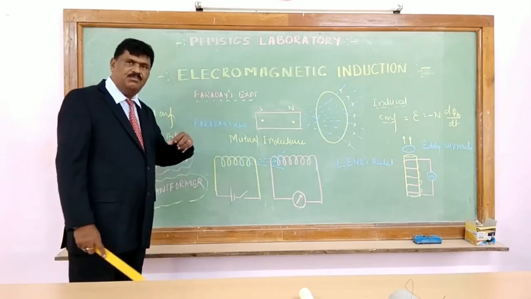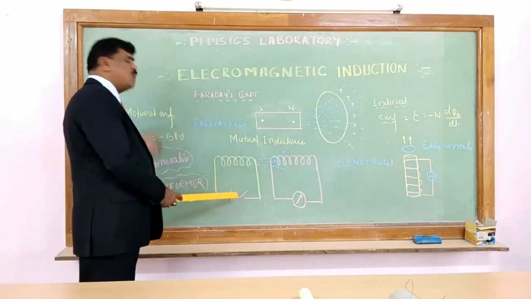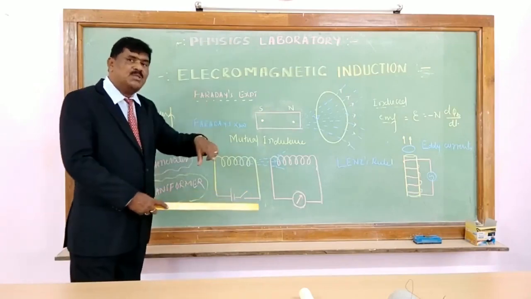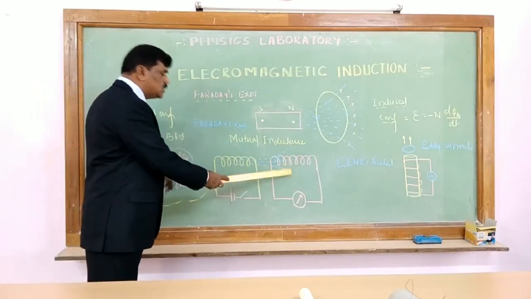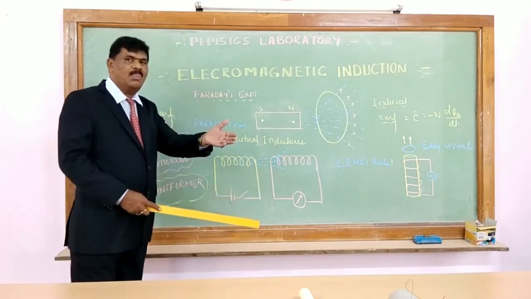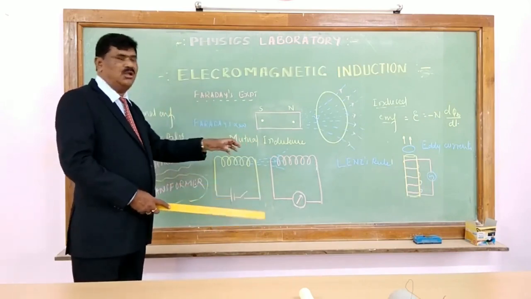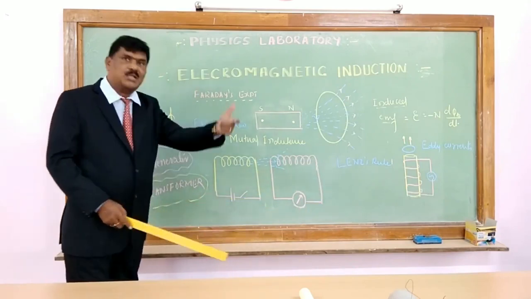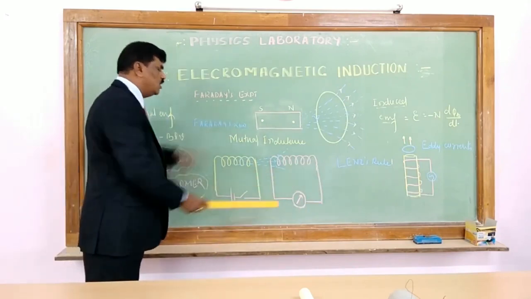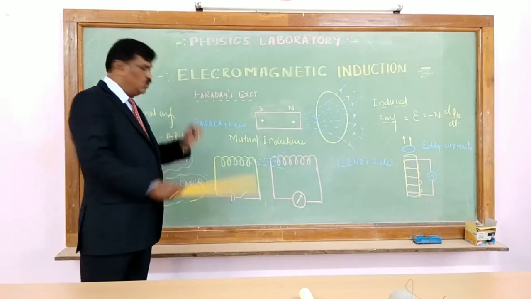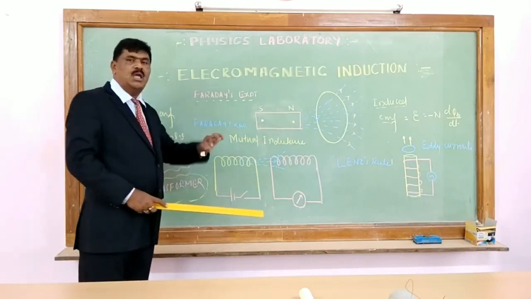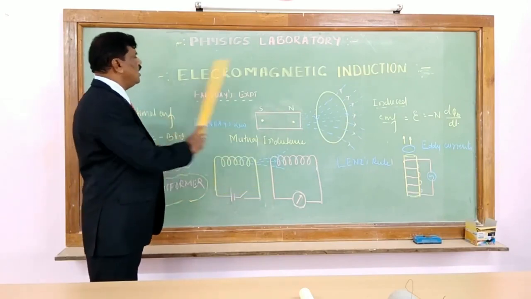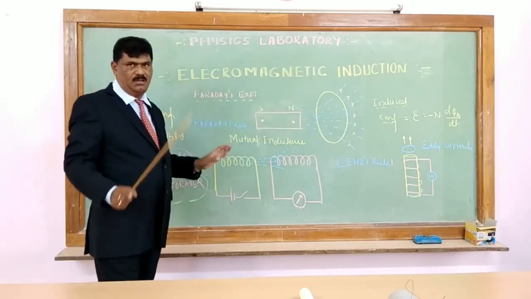On the other hand, when you press or release the tapping key, what happens? The magnetic flux linked to the secondary coil changes. And according to the EMI phenomenon, the pointer of the galvanometer shows a deflection. That indicates that there is a flow of induced current in the coil. So these are the two simple activities carried out by Faraday in order to discover the phenomenon of electromagnetic induction.